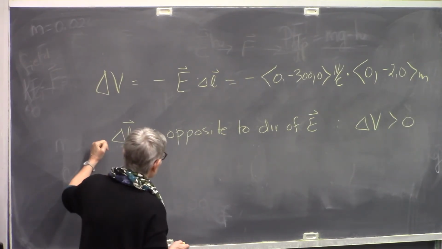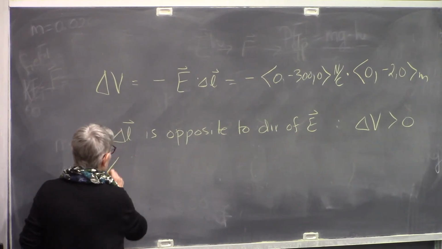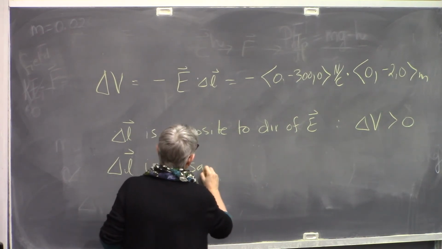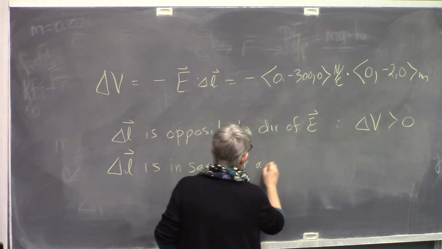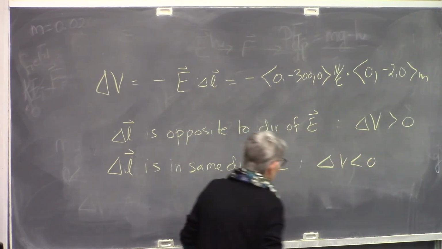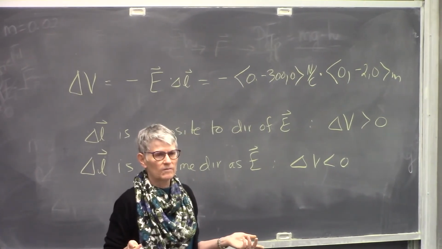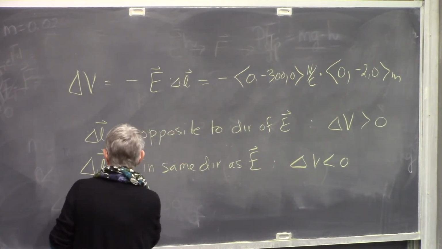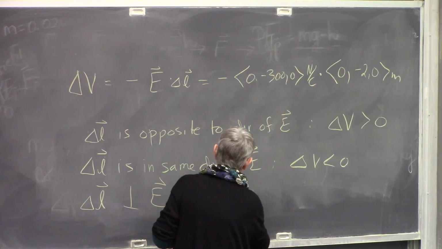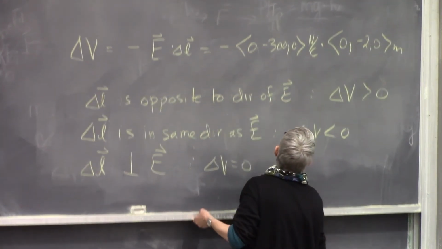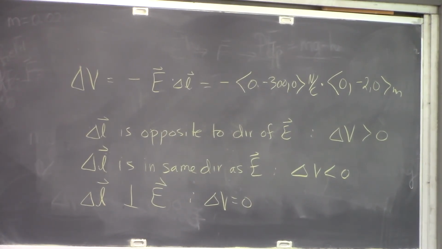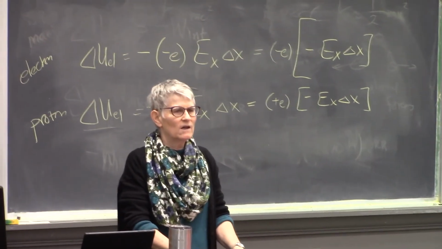Let's finish this generalization. If the displacement is in the same direction as the field, then we got a negative potential difference. And if delta L is perpendicular to E, the potential difference was 0.